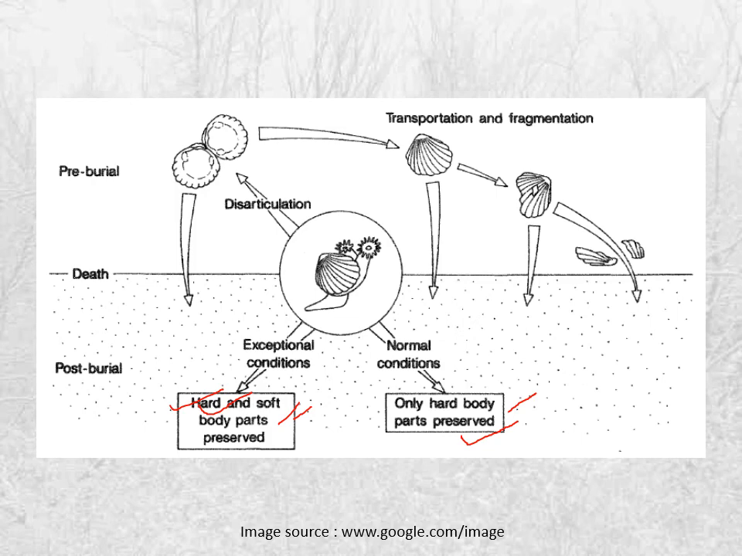Disarticulation of the two valves happens, then it will suffer transportation, fragmentation, bioerosion, rounding of edges, all those things in biostratonomy can happen. So ultimately, from this entire biotic body, you may get this much of organic remain. So often it is very difficult to identify in which type of organic body this hard part belongs to. So their taxonomic affinity determination is sometimes very, very difficult.